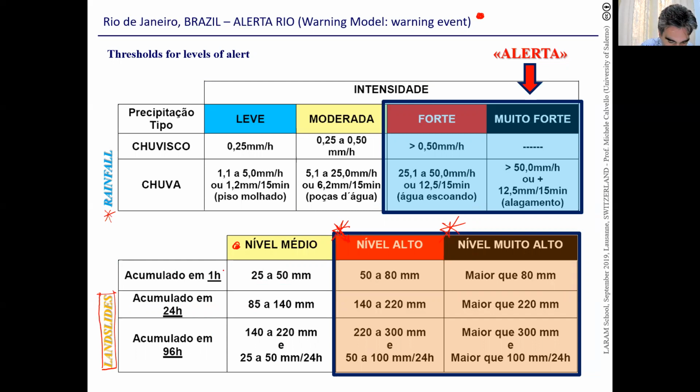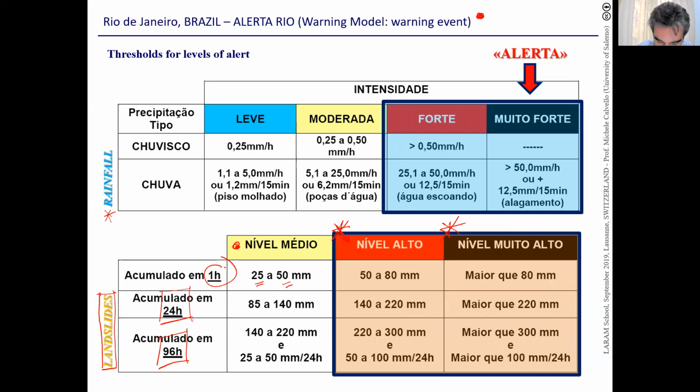The indicators of rainfall are the 1 hour intensity, the cumulative rainfall over the 24 hours, rolling cumulative rainfall, and the cumulative rainfall over 4 days, 96 hours. For each indicator, 1 hour intensity, cumulative 24, cumulative 96, you have thresholds. For instance, if you have more than 25 millimeters of rain in 1 hour, but not more than 50, you are in this yellow level according to this rainfall indicator 1 hour.